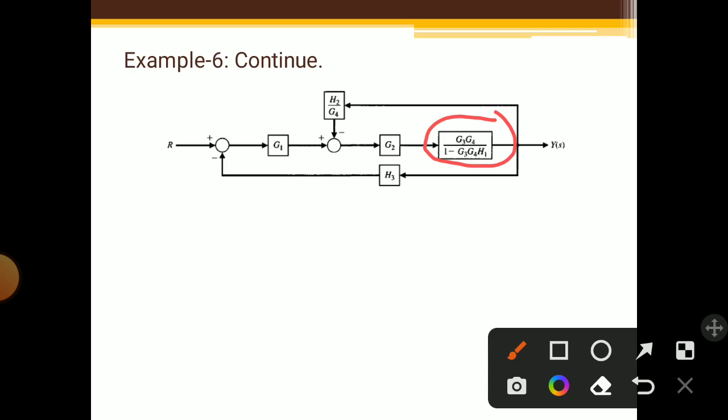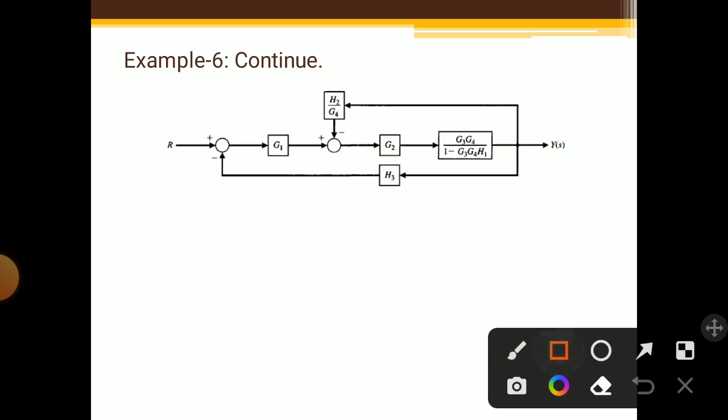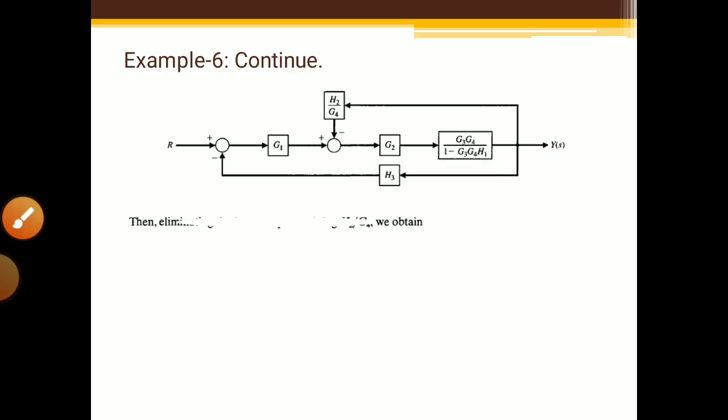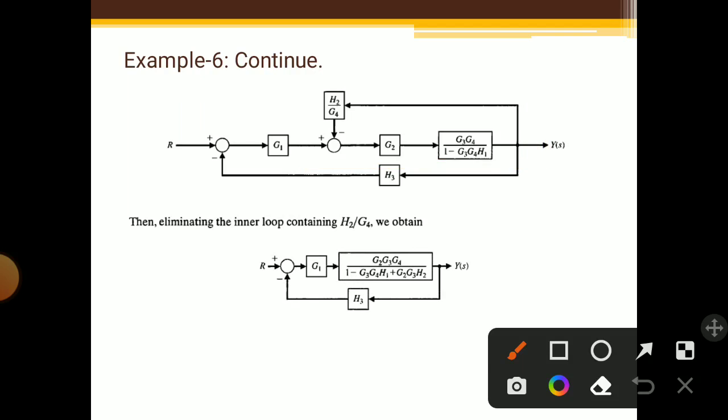Okay. So we got this answer. Okay. Now these two blocks are in series. Correct. And the feedback path is this. Okay, now here we can use the feedback loop formula. Okay, so the feedback loop formula can be used over here in this part. So this is one feedback loop. So what will be the answer? So the answer we get after solving this is our answer of the feedback loop.